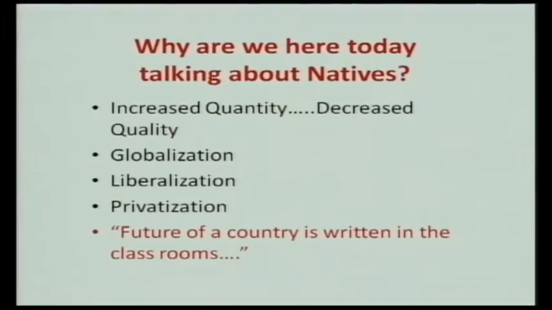So why are we here today talking about natives? It is because of the increasing population, the increased quantity and the decreased quality of education being provided the world over. The globalization process, liberalization, privatization, all these aspects have affected not only education but also society and the world all over.